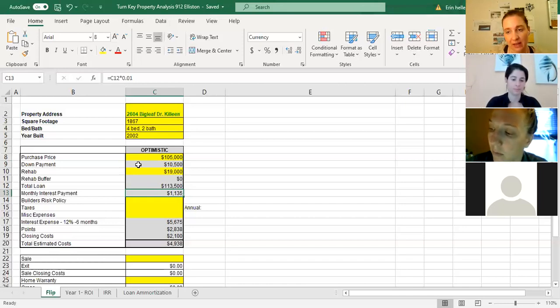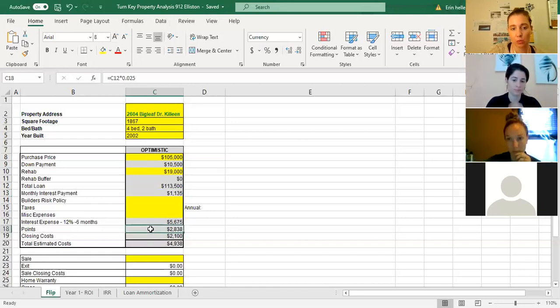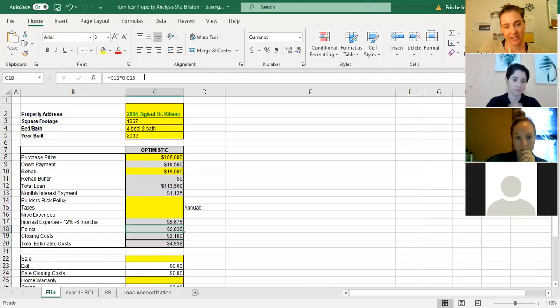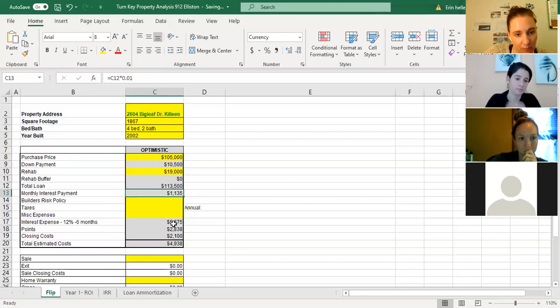You're also going to pay 2 to 3 points on the front side for that money. A point is 1% of the loan, so 1 point is 1% of the total loan. In this case, we're going to assume 2.5 points because you're going to get anywhere from 2 to 3, so we'll just go somewhere in the middle. That cost is $2,838. That's your cost of money. That's an expense that you can never get back, you can never recoup.